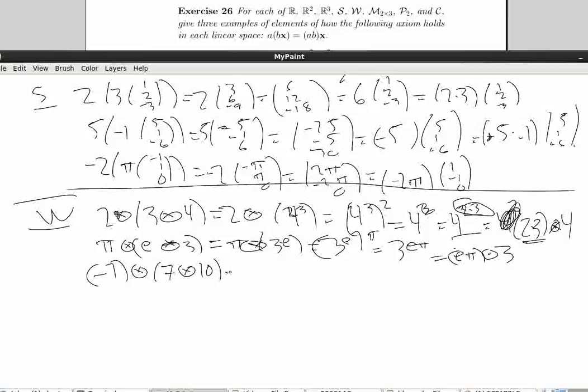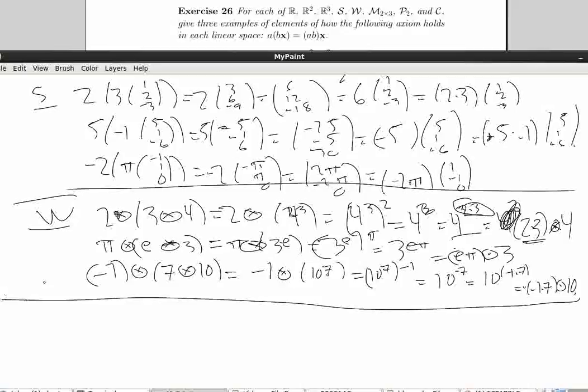And very, very similarly, -1 with a weird multiplication of 10 to the 7th is equal to 10 to the 7th to the -1 power, which equals 10 to the -7, which equals 10 to the -1 times 7, which equals -1 times 7, weird multiplication 10. So I've shown it for the weird vector space now.